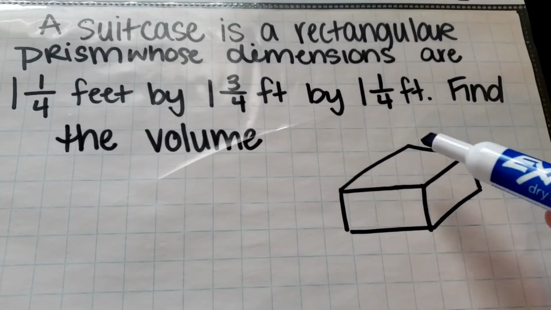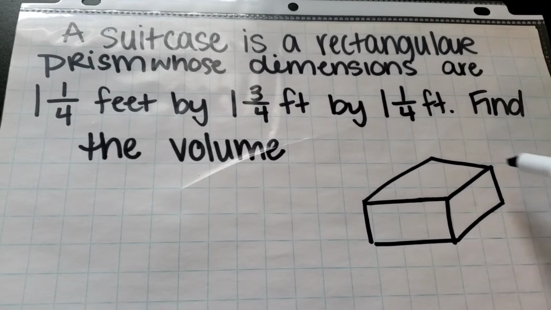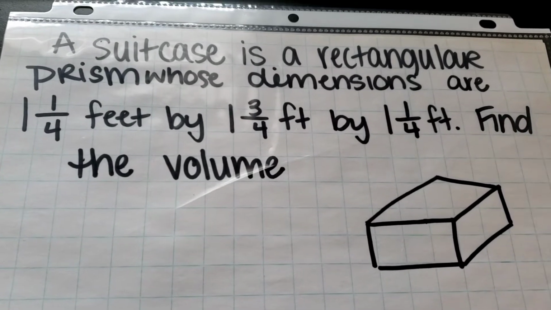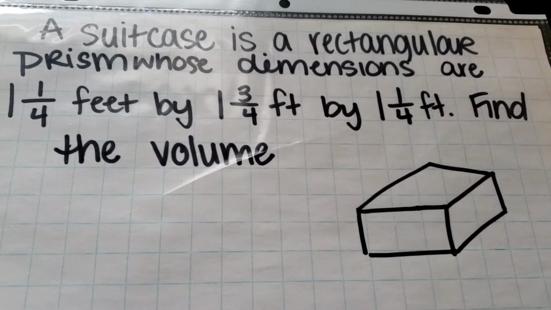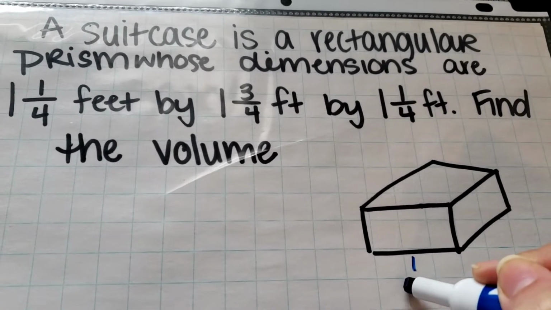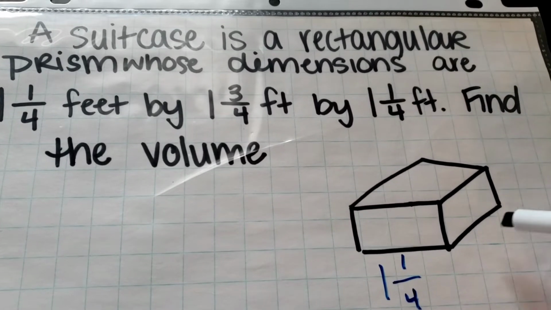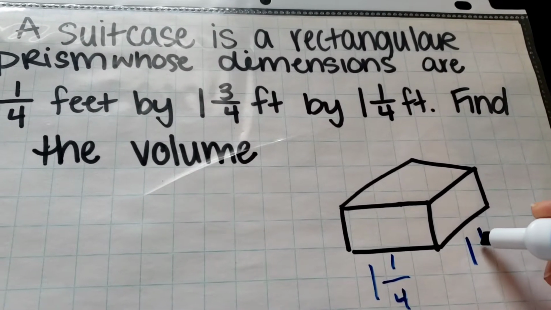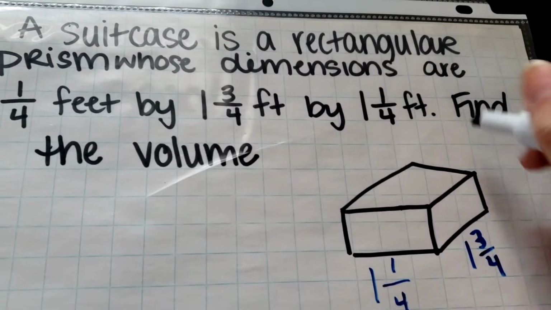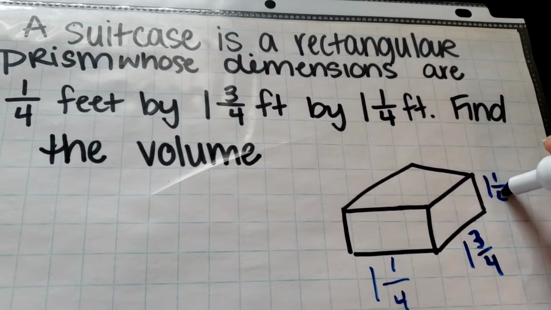So, I went ahead and I created my suitcase. Now, it doesn't say which length is which, so you can just label them yourself. I'm going to label this one 1 1/4. This one should be longer, so I'm going to say that that is 1 3/4. And then this one will be our last length of 1 1/4.